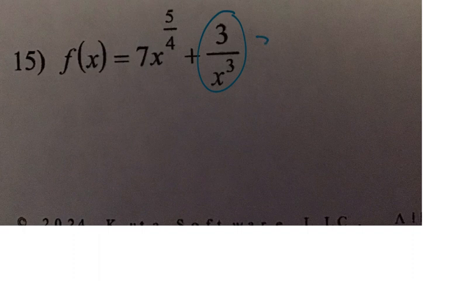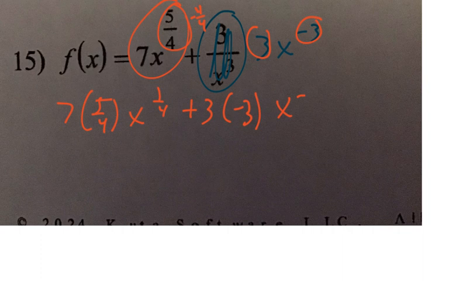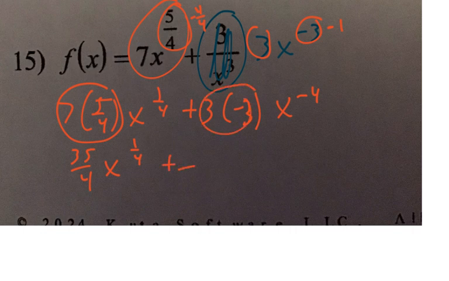15. Let's rewrite this as 3x to the negative 3. So this now is going to be a 7. We're going to bring down the 5/4, x to the 1/4, because I'm going to minus 4 over 4 for 1. Here, the plus 3 is going to stay. The negative 3 comes down. x to the negative 4, because negative 3 minus 1 is negative 4. So we have 35/4 here, x to the 1/4 plus negative 9 x to the negative 4.